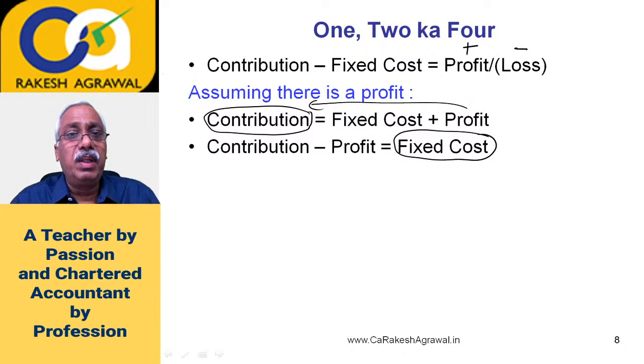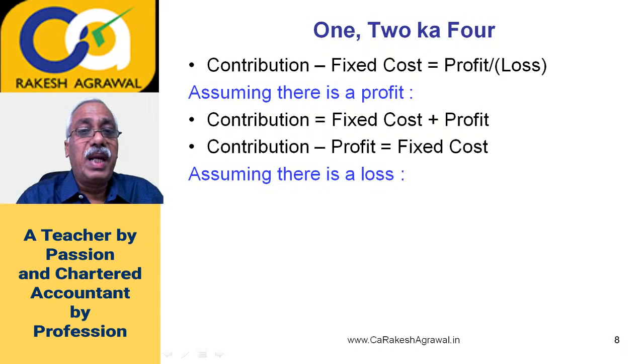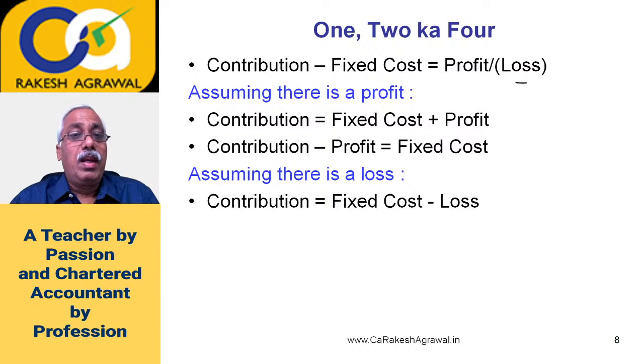Now you don't have to remember these formulas by heart. Remember the original formula, but use it skillfully. Shuffle it and use it in the given question. Now I'll assume that there is a loss. Loss means the right hand side was negative. Now contribution is equal to fixed cost minus loss.